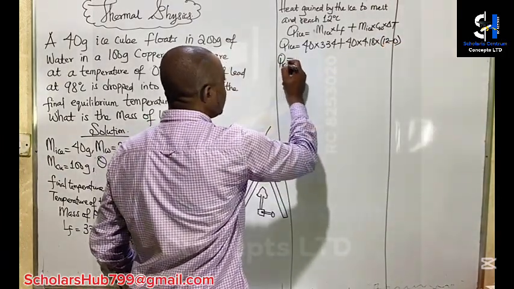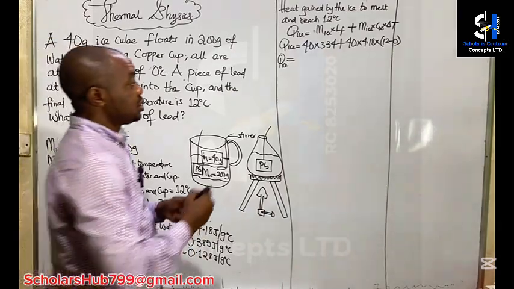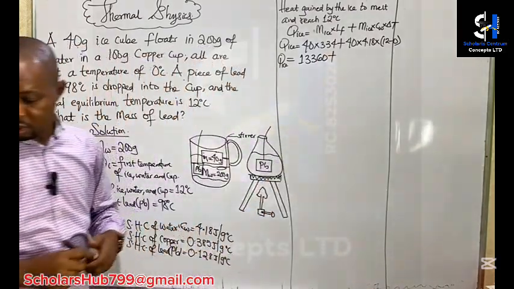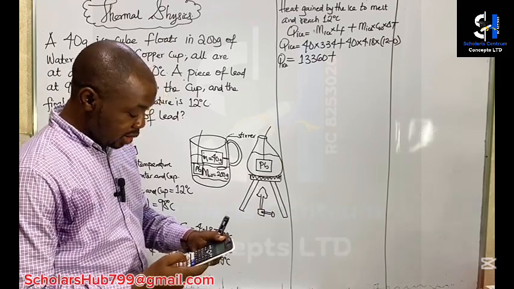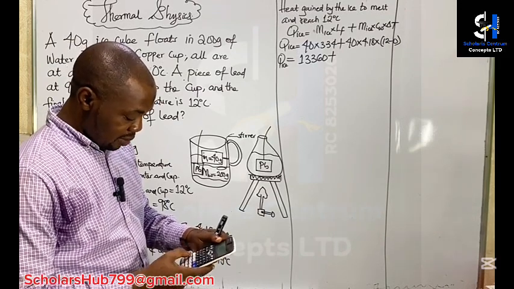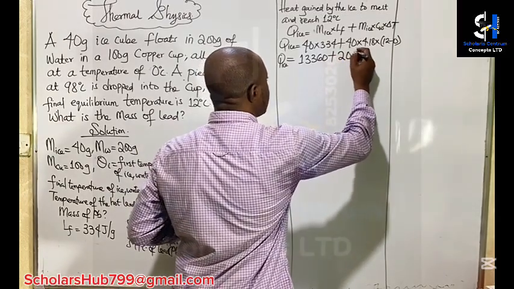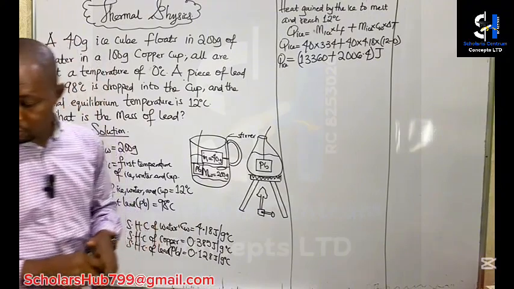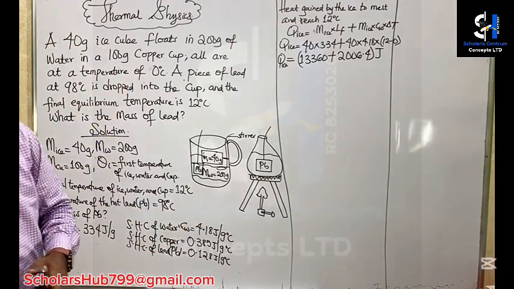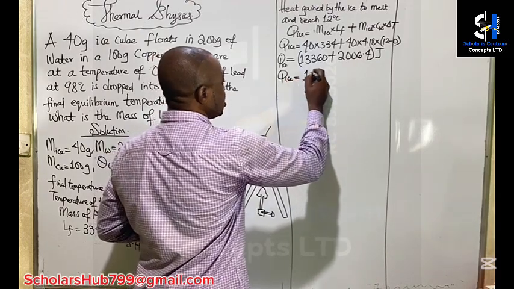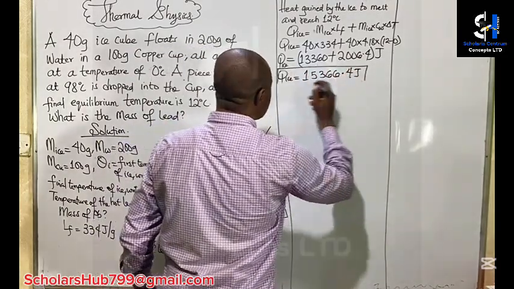So the heat gained by the ice would be, what is 40 multiplied by 334? That will be 13,360. Plus, now let's get the value for 40 multiplied by 4.18, then multiplied by 12. That's 2006.4, and this will be in joules. So when this is added to 13,360, then that will be 15,366.4. So the total heat gained by ice is 15,366.4 joules.